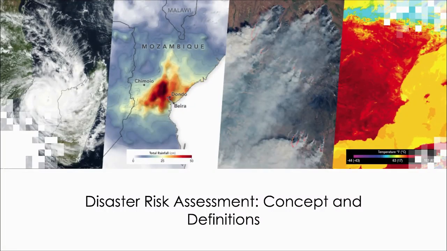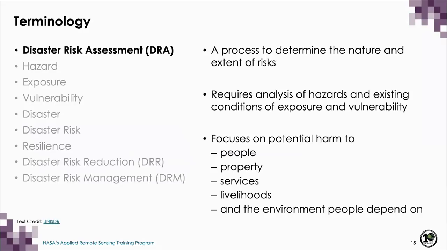With that, we will start disaster risk assessment, concept and definitions. We're going to follow definitions given by UNISDR, which is now UNDRR, the Disaster Risk Reduction Agency. So we're going to use this terminology based on UN definitions. Disaster risk assessment is a process to determine the nature and extent of risks, which requires analysis of hazards and existing conditions of exposure and vulnerability. And it focuses on potential harm to people, property, services, livelihood, and the environment in which people live and ecosystems depend on.